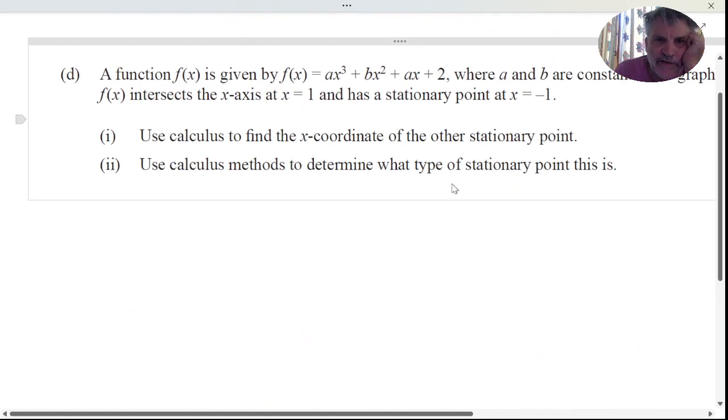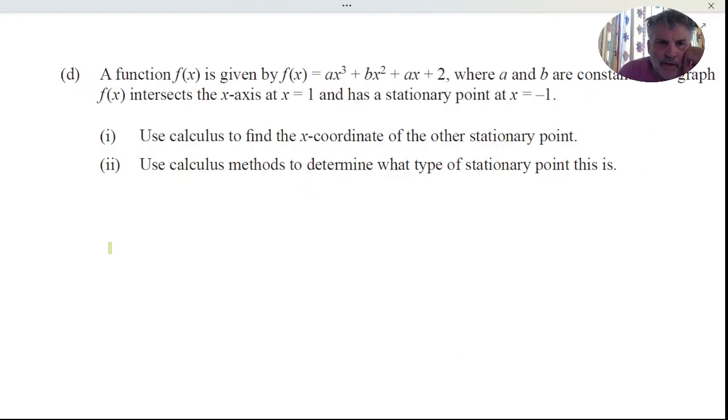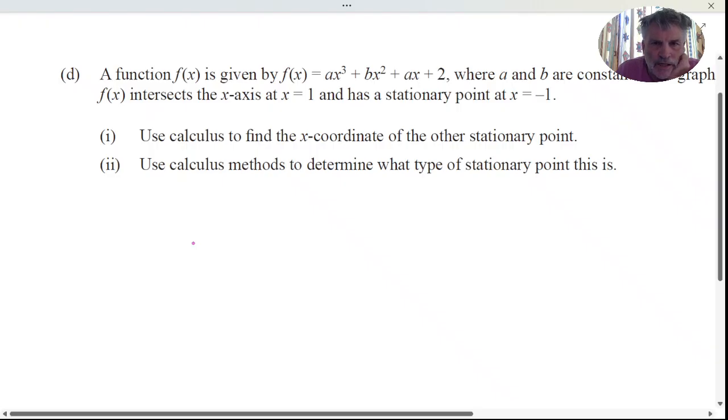Part D, a function is given by f of x equals ax cubed plus bx squared plus ax plus 2, where a and b are constants. The graph of f of x intersects the x-axis at x equals 1 and has a stationary point at x equals negative 1. Use calculus to find the coordinates of the other stationary point.